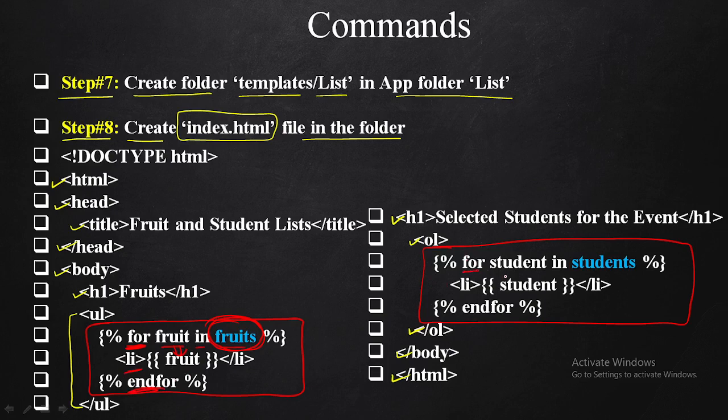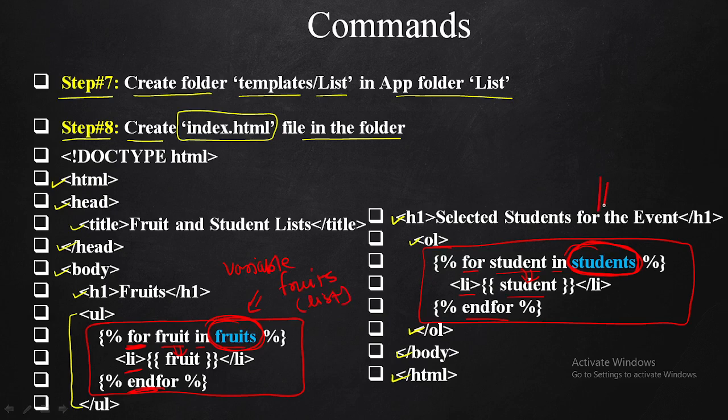Similarly here, for student in students. Also remember this word students. From where it is coming, we'll see. Then list item student, this student is displayed here, end of the for loop. By using a for loop, we are displaying data from two variables. Here the variable is fruits. Fruits is a variable. It is a list type of variable.